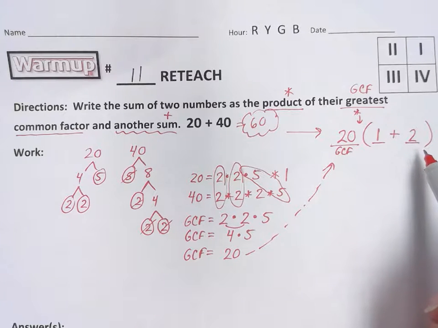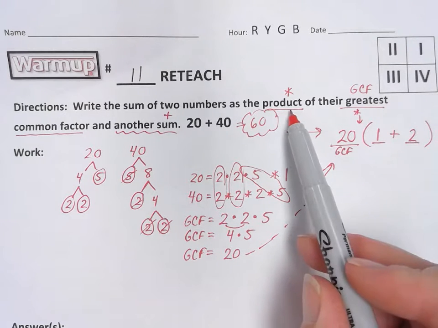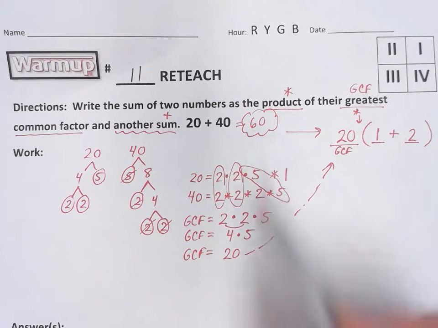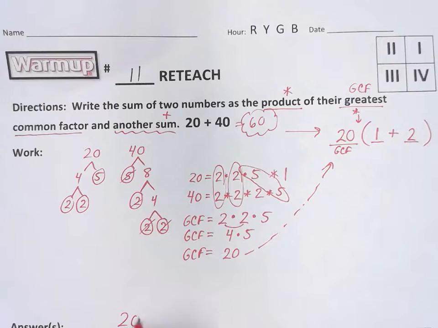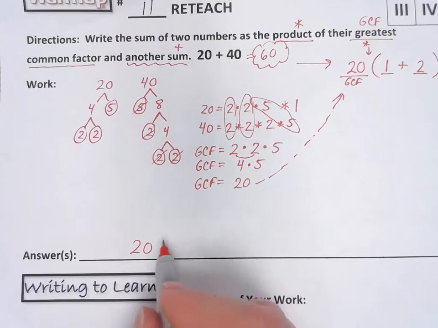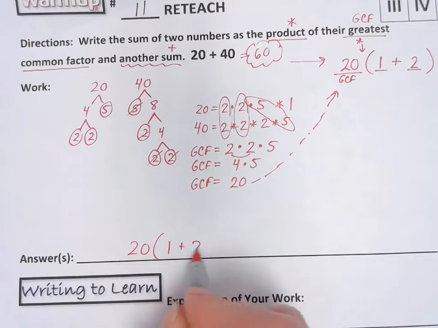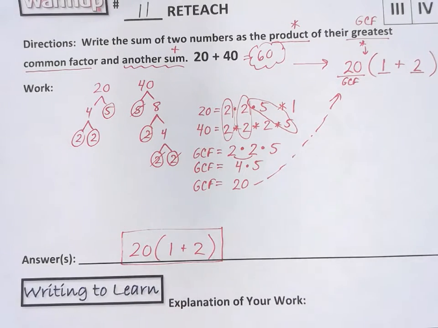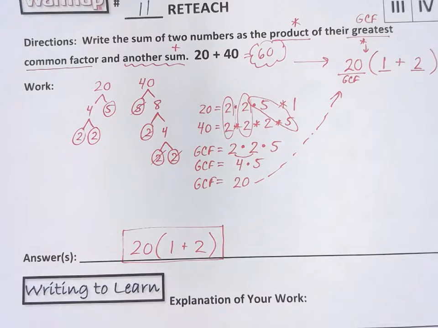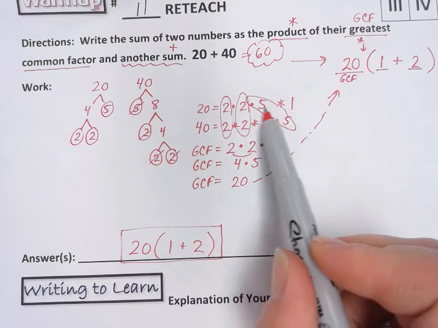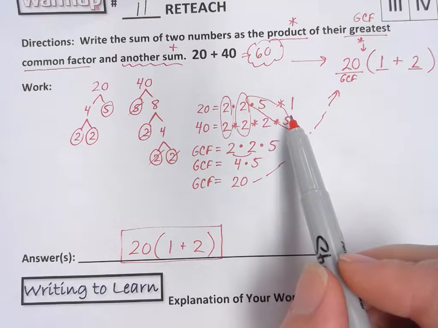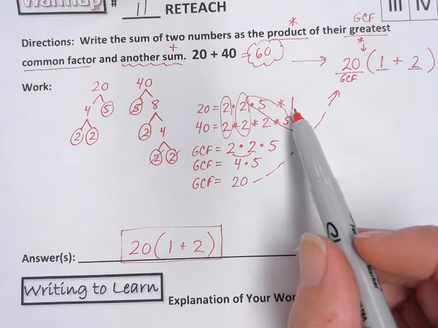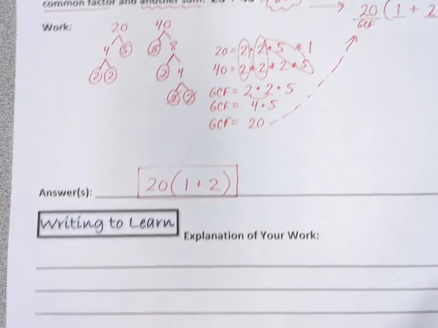Or you just took these 2 numbers and wrote them as the product of their greatest common factor and another sum. We can record that here. 20 groups of 1 plus 2. And the tricky thing about this one today is if you didn't use another method, you might be looking here and wondering what is left over from 20. But the only number on the planet that will make it true is 1.